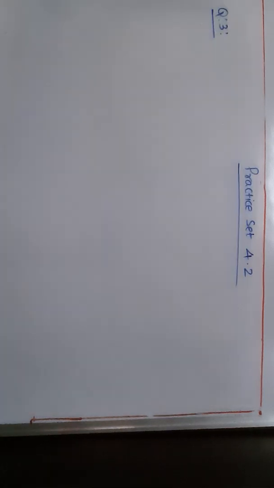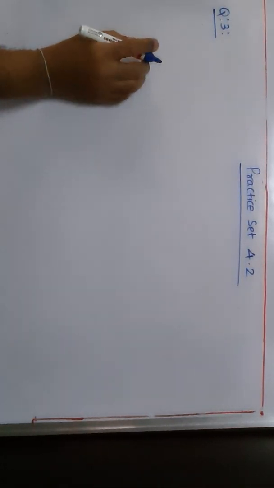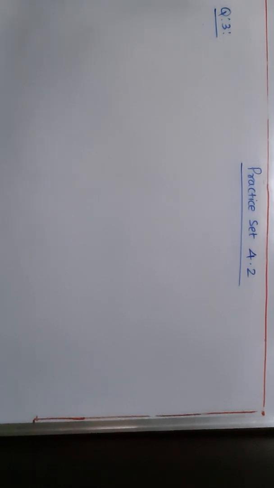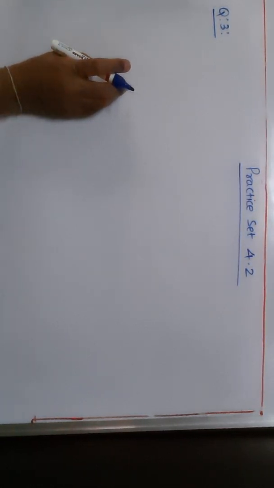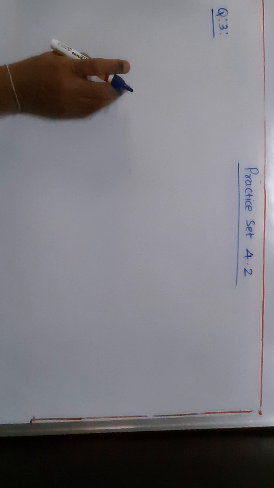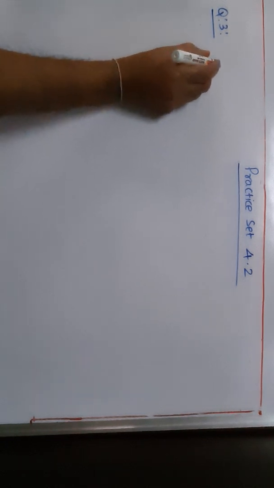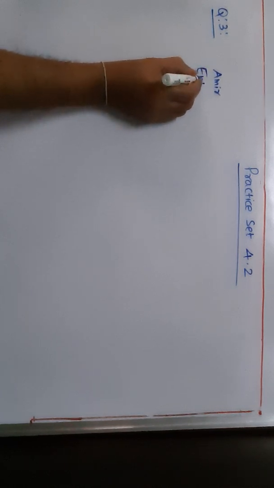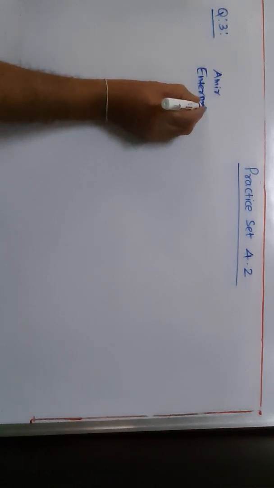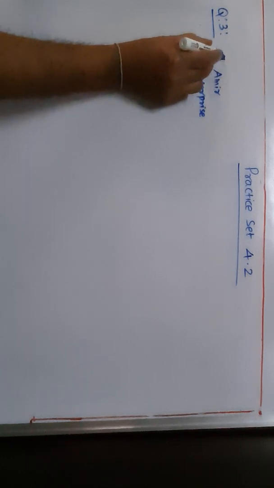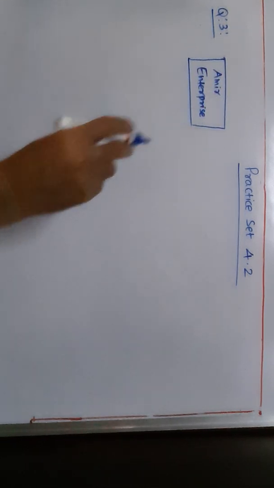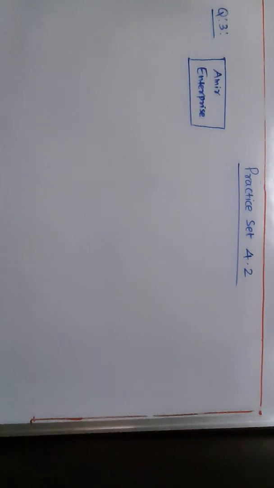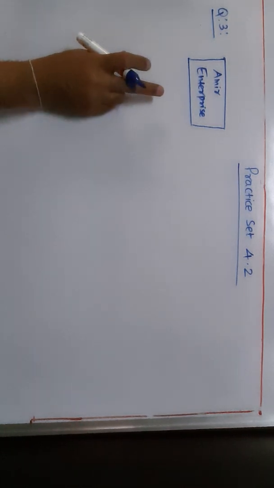Now I am going to the third sum. The third sum says that Amir Enterprise purchased chocolate sauce bottles and paid GST of rupees 3,800. Understand? So here the first trader is Amir Enterprise. Amir Enterprise purchased chocolate sauce bottles and paid GST. The GST paid at the time of purchase is called input tax, of rupees 3,800.